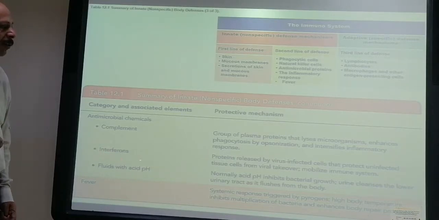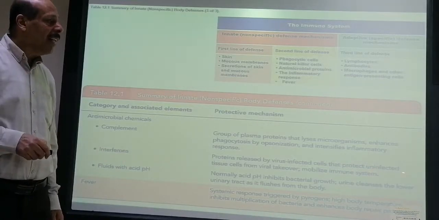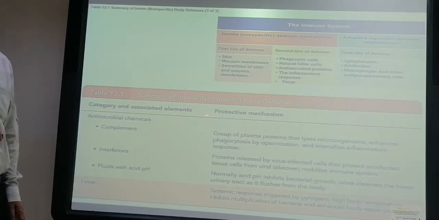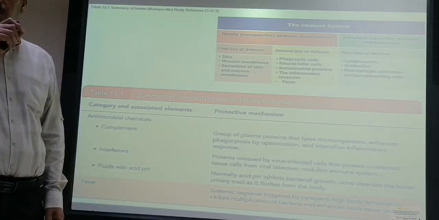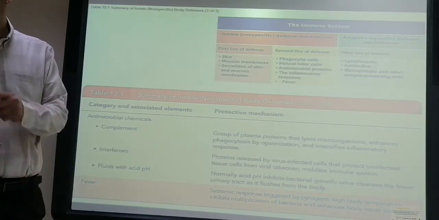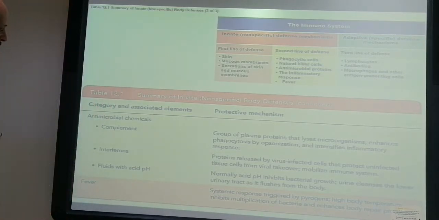The interferon also is a protein released by the virus infected cell. So when the cell is infected by virus, that infected cell will release the interferon, which protects the uninfected cell tissues from the virus taking over and getting into the new cell. So the cell which is infected by virus will secrete interferon. That interferon will protect the other cells from the attack of the virus.